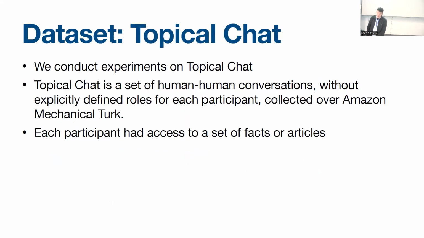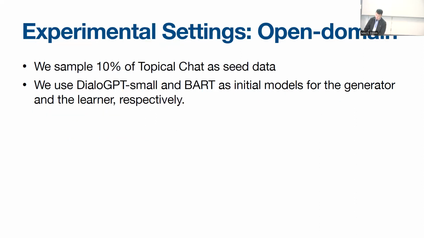So to evaluate GCN as a data augmentation method for conversation with and without knowledge, we conduct few-shot experiments on Topical Chat. Topical Chat is a set of human-human conversations without explicitly defined roles for each participant, and is collected over Amazon Mechanical Turk. Each participant has access to a set of articles or facts, and in the chat, they use these to have a conversation with another participant. For open domain conversation, we sample 10% of Topical Chat as seed and use DialoGPT and BART as our initial models for the data generator and learner respectively.